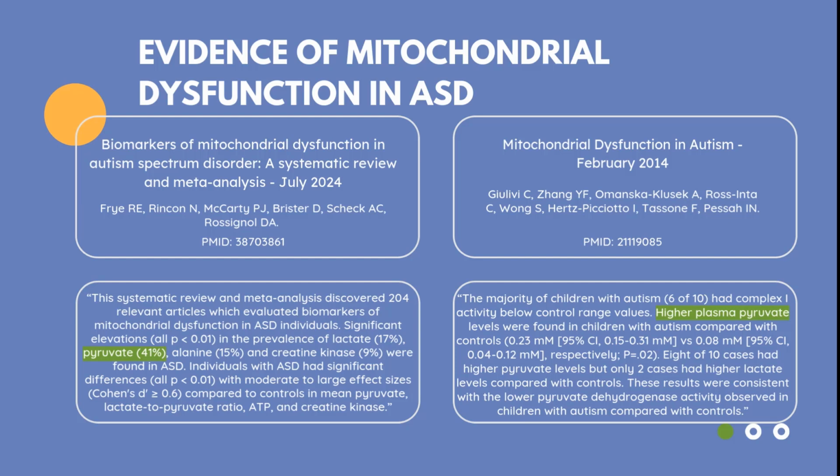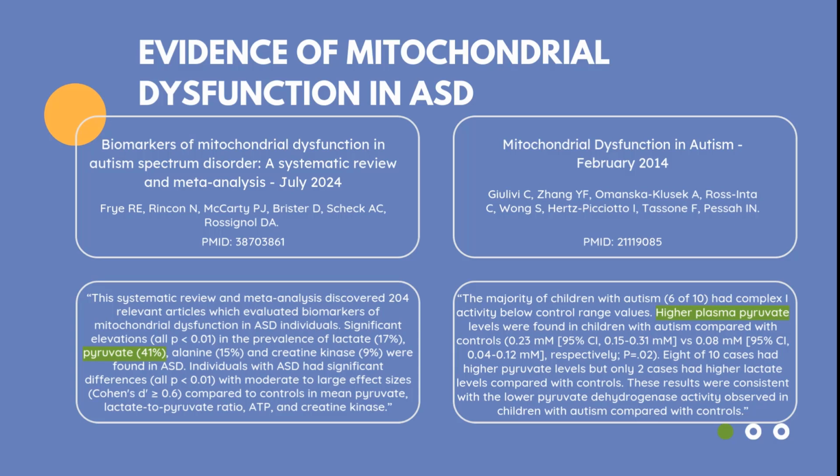So what evidence do we have of this mitochondrial dysfunction in our patients with autism spectrum disorder, ASD? This was an excellent paper published in July of 2024 by Dr. Richard Frye and Dr. Dan Rossignol. I think I've heard them say this took them maybe a couple of years to write even. And this is a meta-analysis. We love meta-analyses because they look at all the research for us and then publish it. They looked at 204 relevant articles looking at biomarkers of mitochondrial dysfunction.